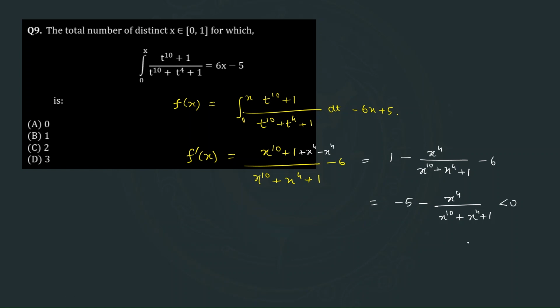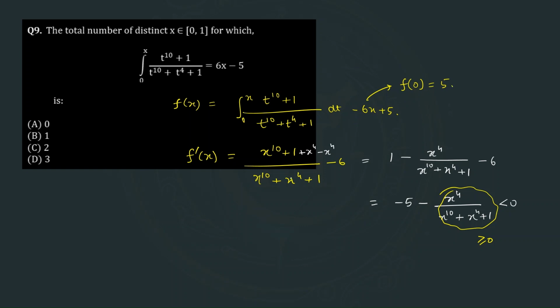So we got that f dash x is less than 0 for all x belonging to this interval, because x to the power 4 divided by x to the power 10 plus x to the power 4 plus 1 is always positive or equal to 0 in this interval. So this is greater than or equal to 0. That means this whole f dash x will be less than 0. That means fx is a strictly decreasing function in the closed interval 0 to 1. Now what is the value of f of 0? F of 0 is basically 5.